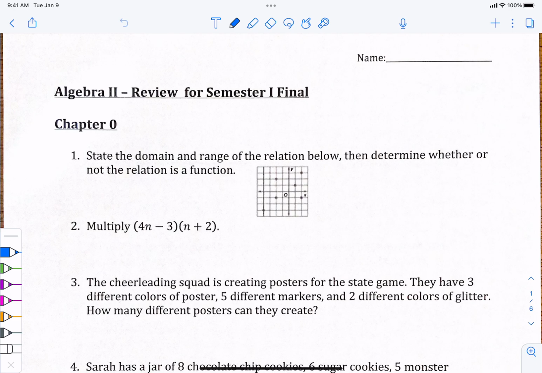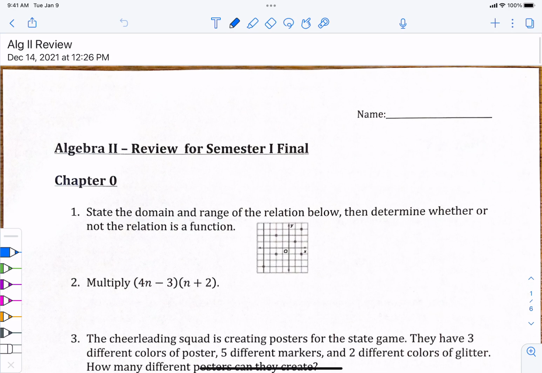And Olivia's back there looking at how many questions there are. How many questions are there? Approximately 40 questions.